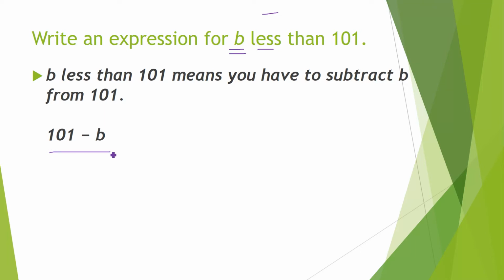And again here you should be very careful. Sometimes the question may be like this: B minus 41. Sometimes it is 101 minus B. So you have to be very careful about the question. What is the requirement here? It is B less than 101. Right? So B can have any value.